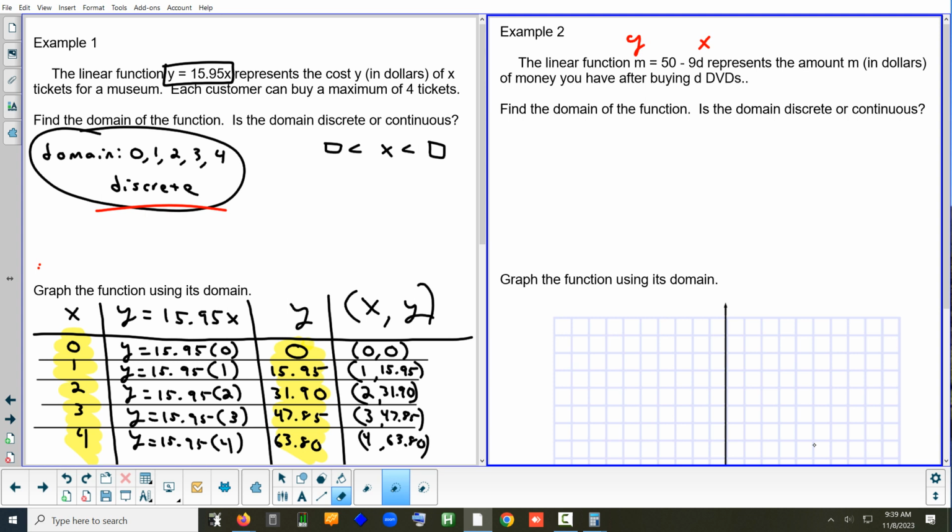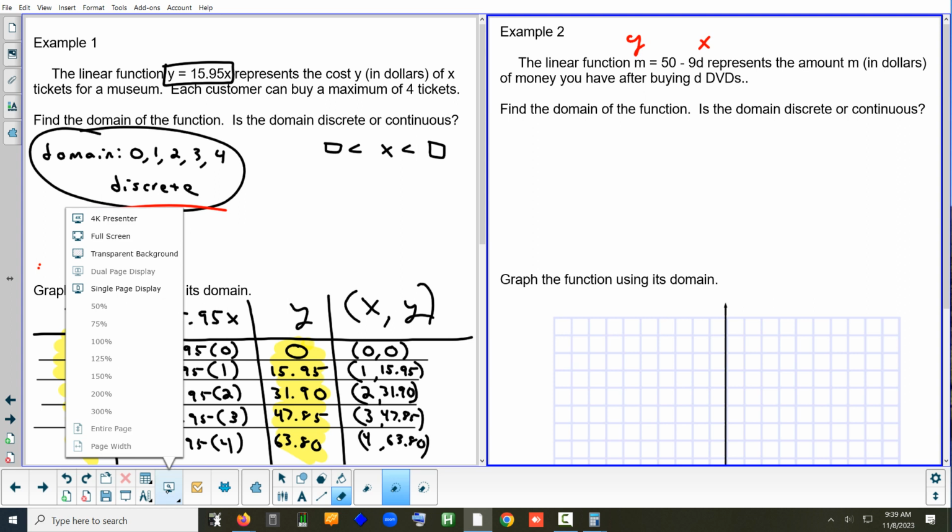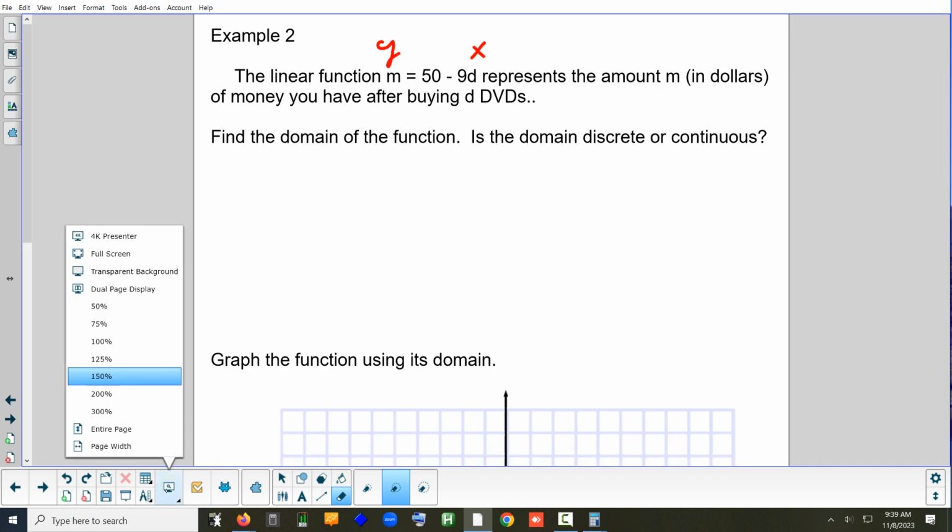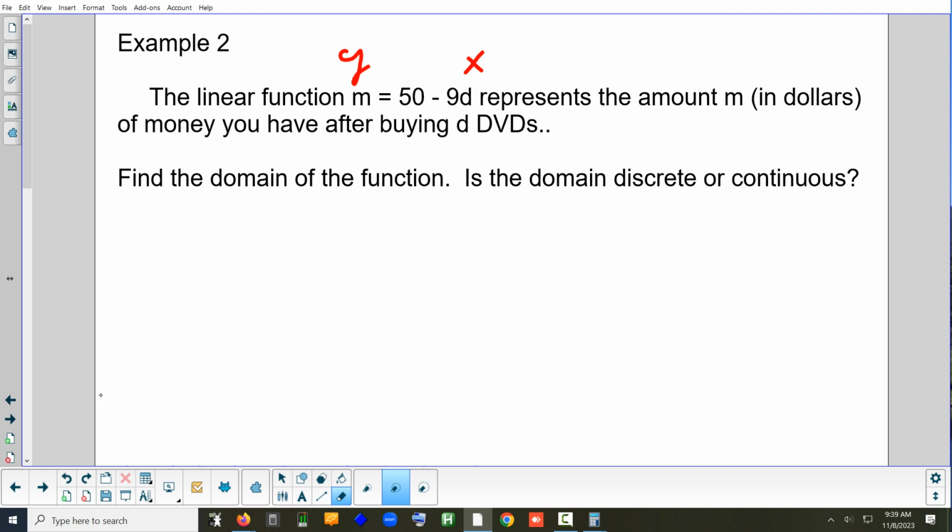Okay, so this one says that you're buying a certain amount of DVDs. First of all, is that discrete or is that continuous? That's discrete. You can't buy like 2.3 DVDs. You can buy 2 or you can buy 3. Okay, so it's discrete.